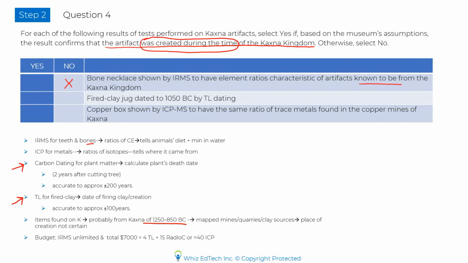Fired clay jug dated 2010. Yes, very simple. Fired clay, approximate plus minus 100 years. Look at this time. This falls right in between this. So this is a yes. And I don't need to do more than this. Copper box. Okay, copper is metal. All right. For metal, you can say where it came from, but not time. So I cannot tell the time here.